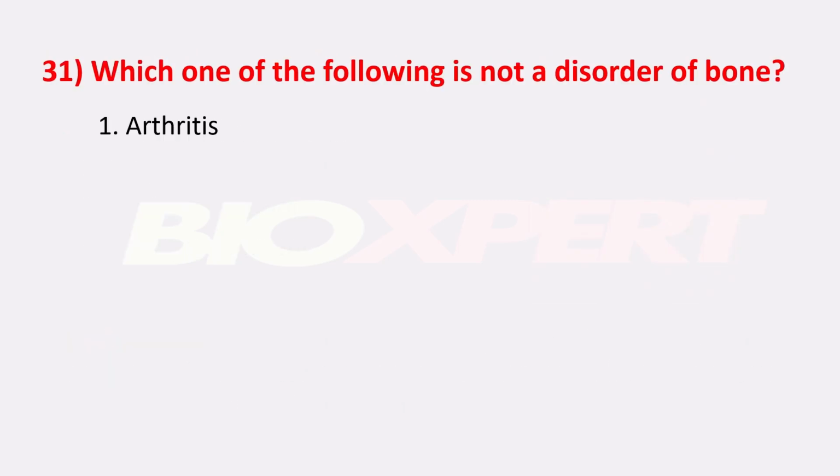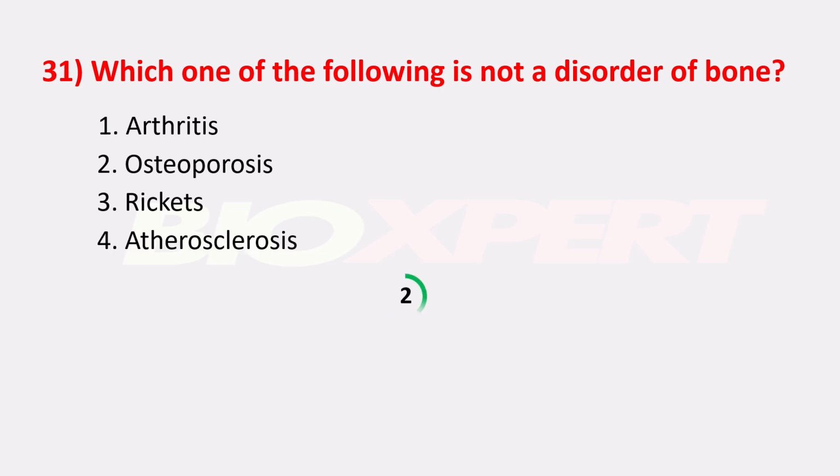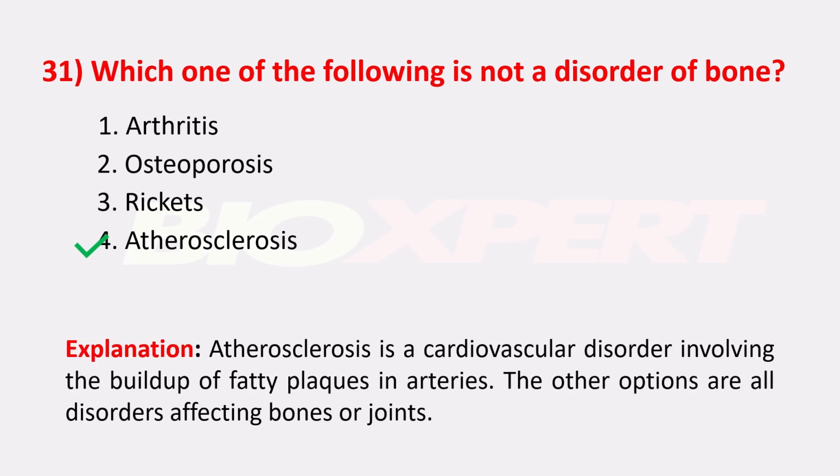Which one of the following is not a disorder of bone? Atherosclerosis. Atherosclerosis is a cardiovascular disorder involving the buildup of fatty plaques in arteries. The other options are all disorders affecting bones or joints.